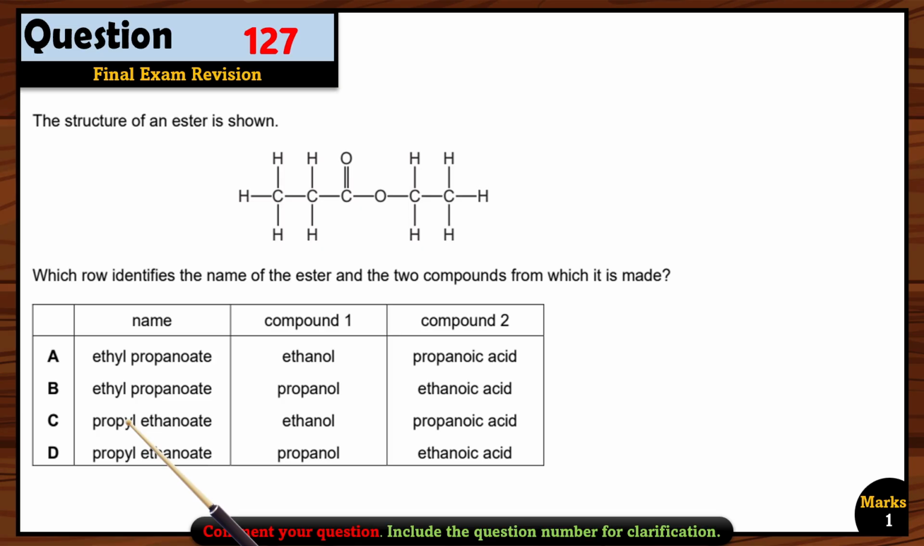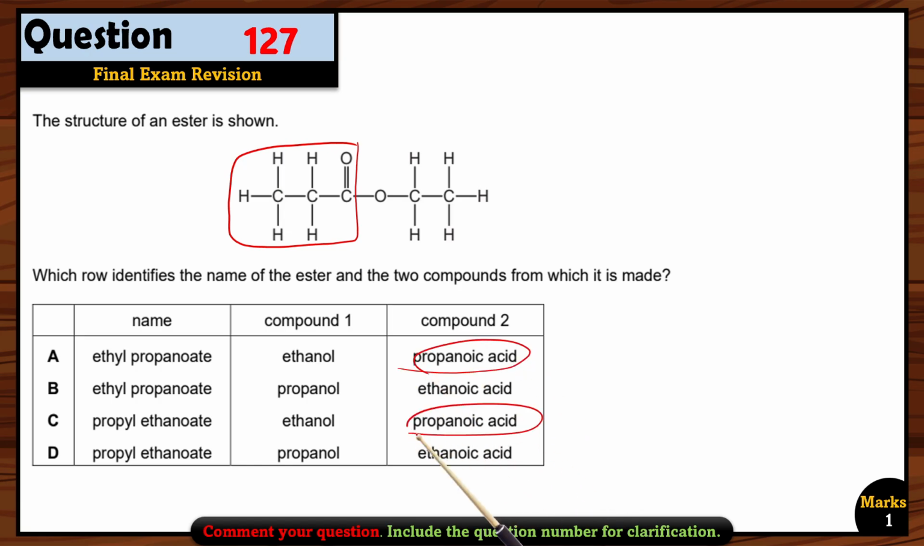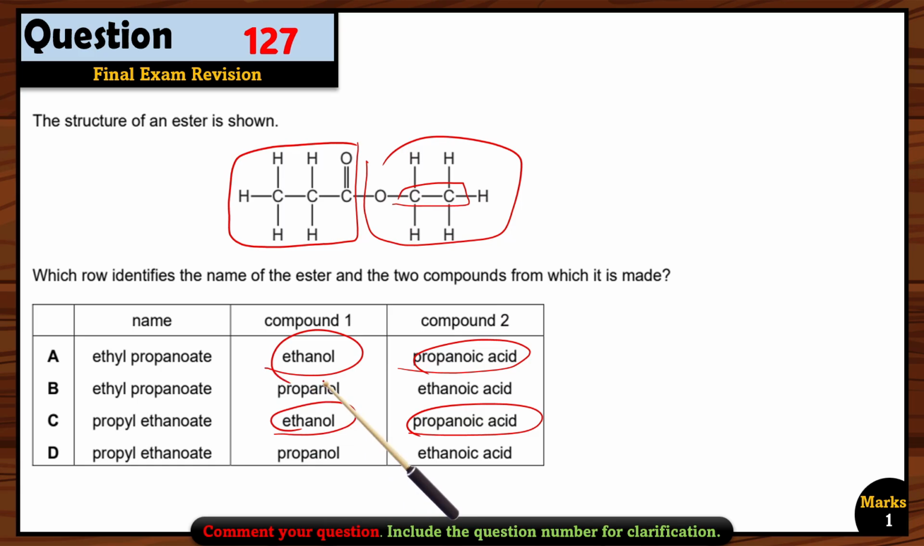127. The structure of an ester is shown over here. Which row identifies the name of the ester and the two compounds from which it is made? If you see, this is your carboxylic acid. How many carbons do we have? 3 carbons, so it is propanoic acid. Can you find propanoic acid? Yes, we have propanoic acid here. And how many carbons do we have here? 2 carbons, so it is ethanol, right? So these two options are right. Now how will we name it? The alcohol name will come first, so it should be ethyl propanoate. Can you see here? Yes, ethyl propanoate is the right answer. So option A is correct.